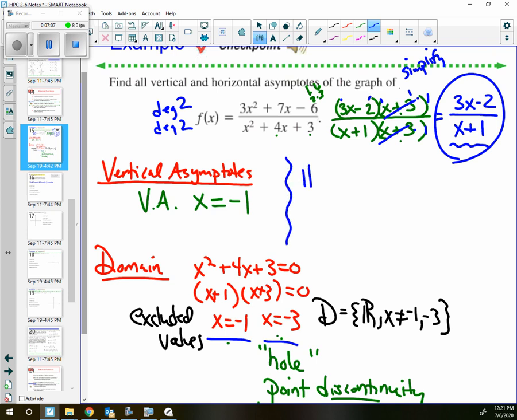All right, let's talk horizontal asymptote here. This should be a whole lot easier. You've already looked at the graph as well.